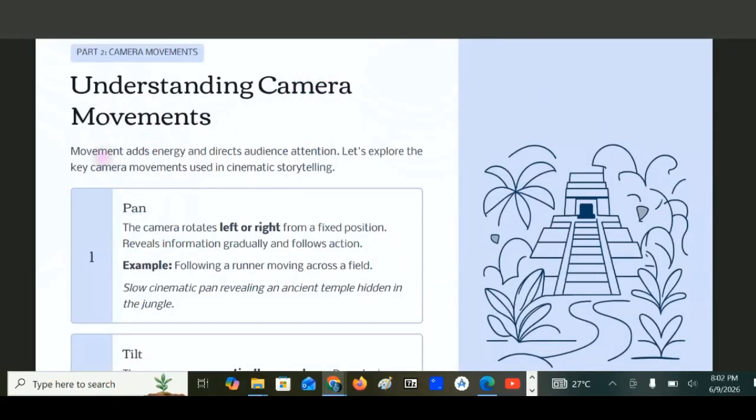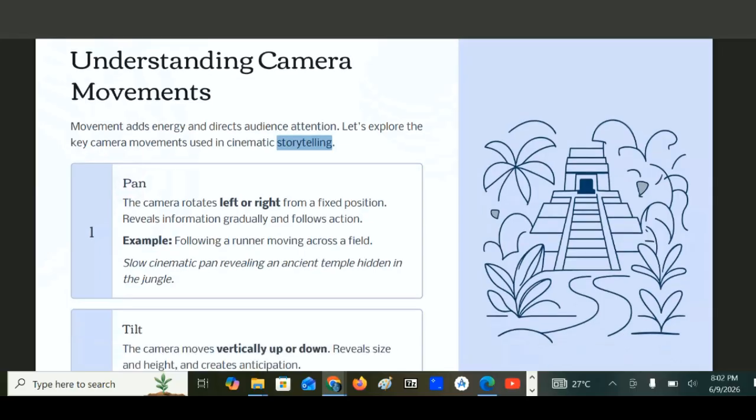Understanding camera movements. Movement adds energy and directs audience attention. Let's explore the key camera movements used in cinematic storytelling. So it has energy and also directs the audience's attention.